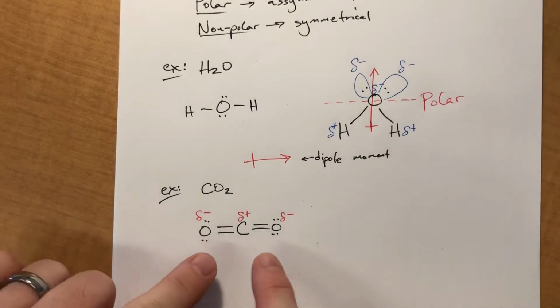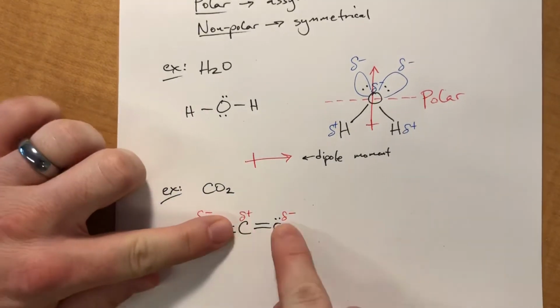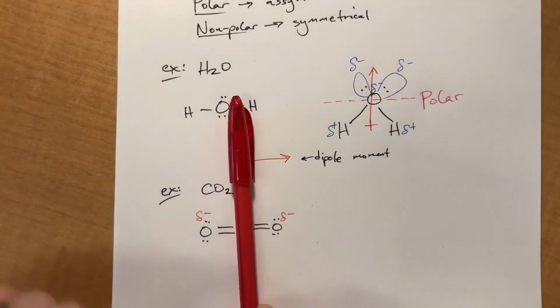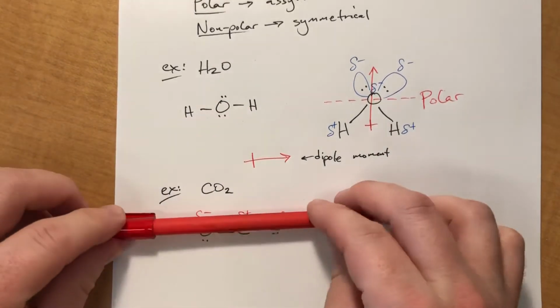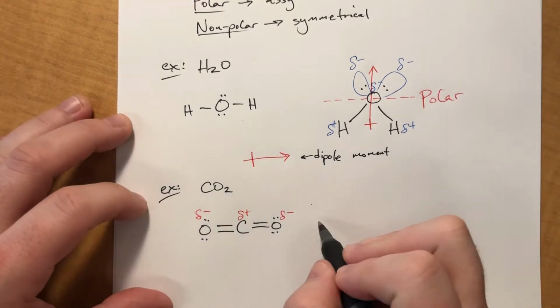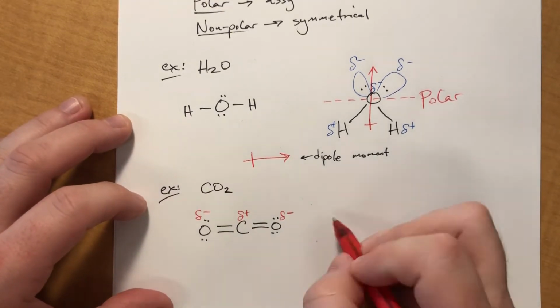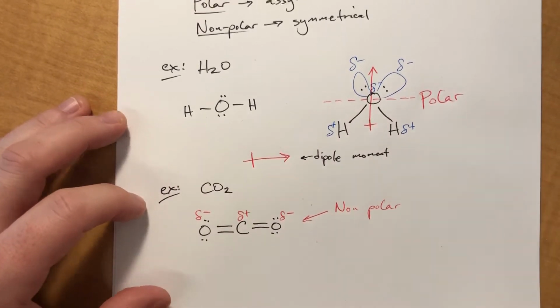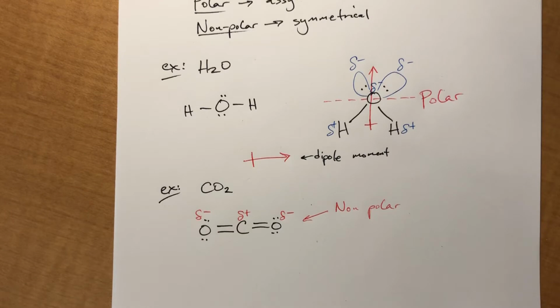We do have an uneven distribution within each bond, but overall the molecule is symmetrical. So if you cut it this way, it's symmetrical. If you cut it this way, it's symmetrical. And if you cut it in the plane of the paper, it's symmetrical. So what we find is that there is no plane of asymmetry, so this molecule should be non-polar. Okay? This is kind of the gist of how this works.